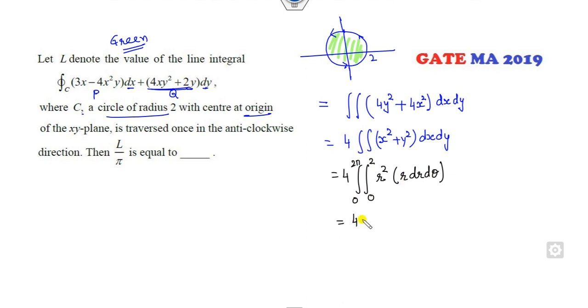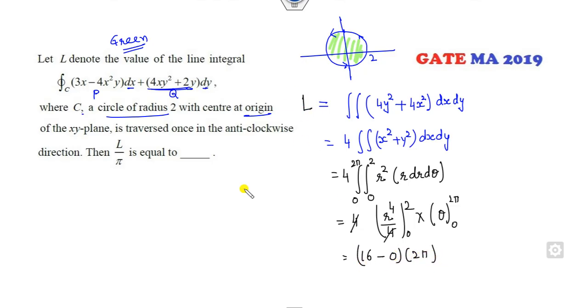So what is that? 4 into r cube, so it's r to the power 4 over 4, from 0 to 2. And since the angle is a constant limit, it is 2 pi to 0. So 4 will be cancelled out. 2 raised to power 4 is 16 minus 0, into 2 pi. So what is the value of L? L is my 32 pi. And they are talking about L divided by pi. So 32 is the right answer of this problem. There is no need to solve this by taking strips. Whenever you see a circle, change into polar coordinates.